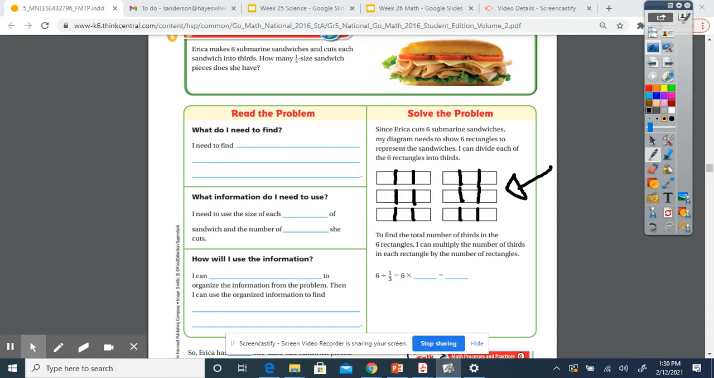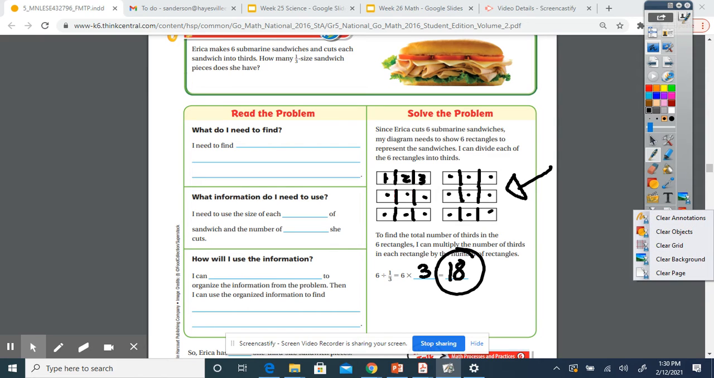So there are 3 thirds in each of these sandwiches. So we're going to multiply 6, because there are 6 sandwiches, times 3, and that will give us 18. If you didn't want to use multiplication, all you would have to do is go through and count how many 1/3 pieces you have. So we've got 1, 2, 3, 4, 5, 6, 7, 8, 9, 10, 11, 12, 13, 14, 15, 16, 17, 18. So there are 18 1/3 pieces in 6 sandwiches.